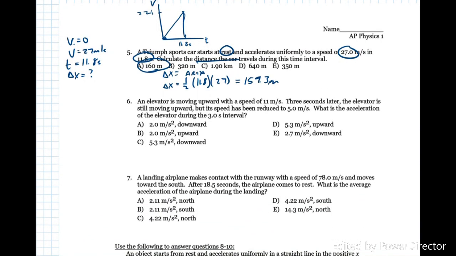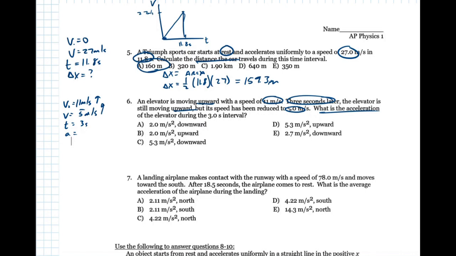Number 6, an elevator is moving upward with a speed of 11 meters per second. 3 seconds later, it's still moving upward, but its speed is 5 meters per second. It's doing that in 3 seconds, and I want to know the acceleration. So the initial velocity is 11 meters per second up, the final velocity is 5 meters per second, still up, time is 3 seconds, and we want the acceleration.